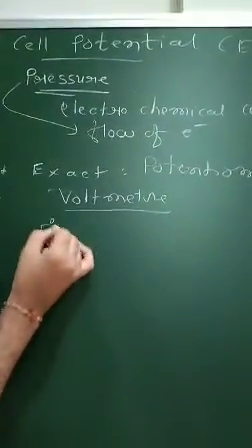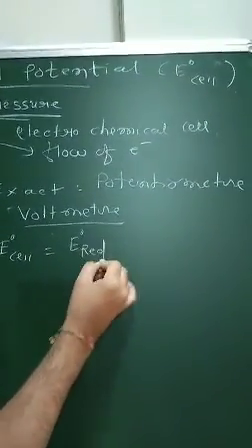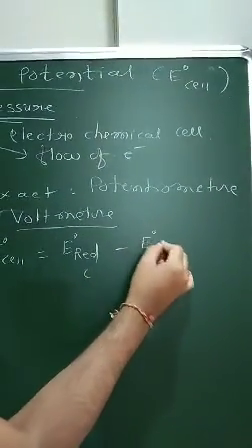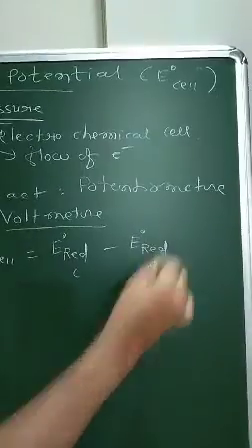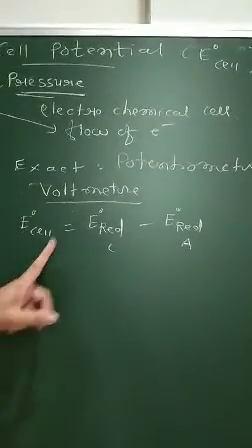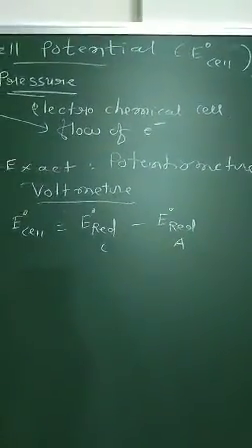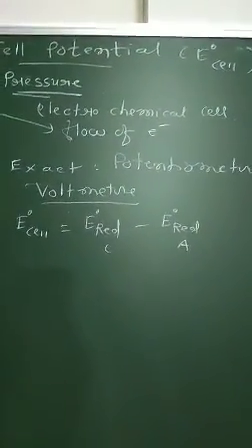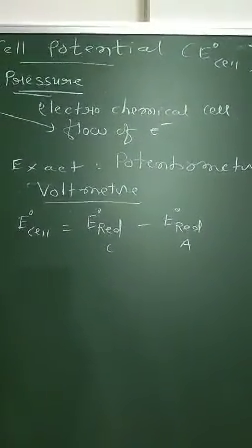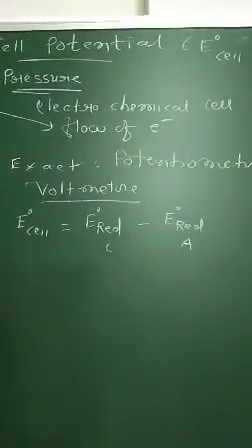अगर हम फॉर्मूला की बात करें तो ये हमारे पास फॉर्मूला है, E standard reduction of cathode minus E standard reduction of anode. E standard cell is equal to reduction of cathode minus reduction of anode. स्टूडेंट्स ये फॉर्मूला खास याद रखिए, क्योंकि इसी के तौर पर हम ये आगे बढ़ने जा रहे हैं, क्योंकि हमें जो भी न्यूमेरिकल सॉल्व करना है वो इसी तरीके से करना है.